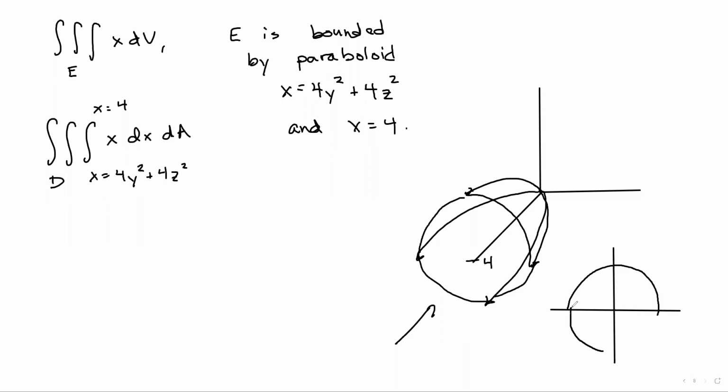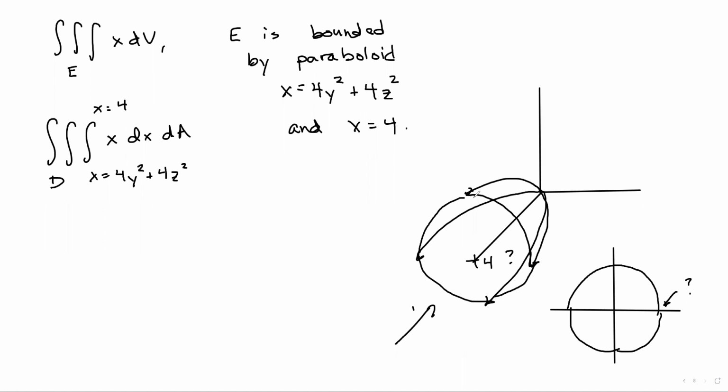The question is, what's the radius of this circle? We know that this plane here that forms the front is at x = 4, and we know the back is given by this, but we don't know what this distance is. How could we find that?